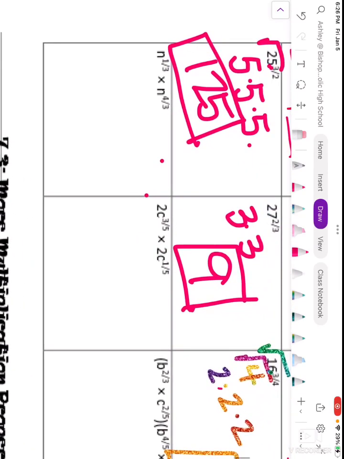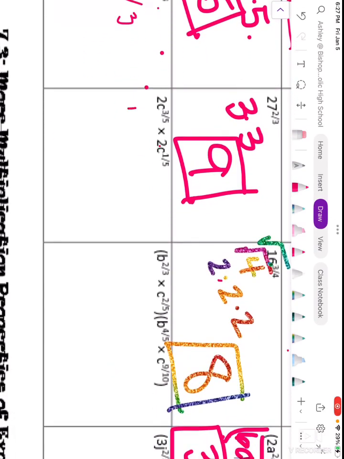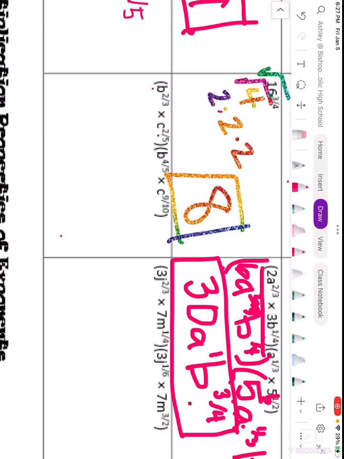Here we'll just add our exponents. 1/3 plus 4/3 is 5/3. We can leave it like that. 2 times 2 is 4, and then we'll add our exponents with c, 3/5 plus 1/5, 4/5. We'll leave it like that. B and c can't combine, but we can multiply this b with this b. And then we add 2/3 plus 4/5.